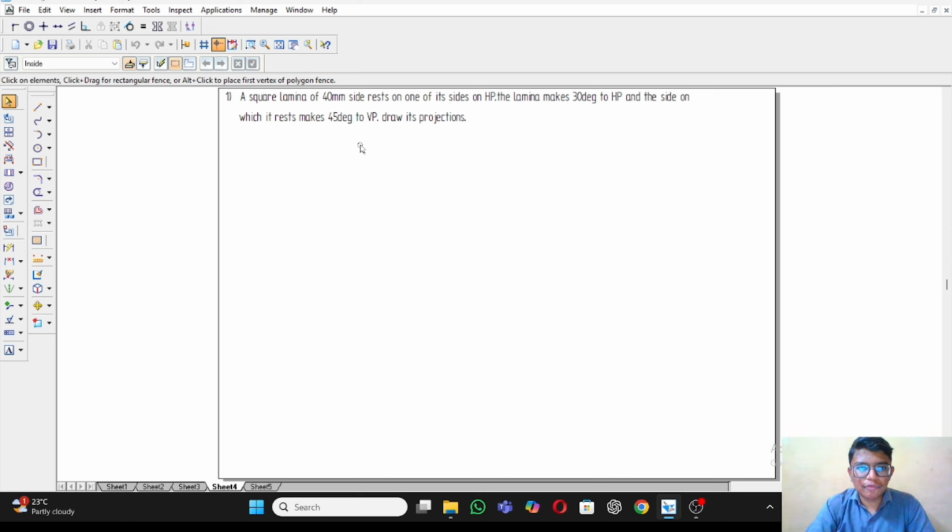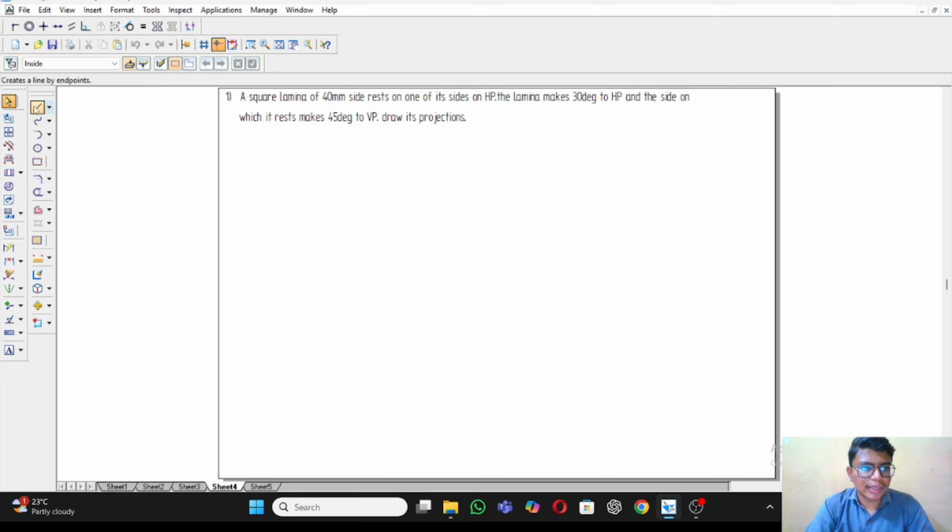A square lamina of 40 mm side rests on one of its sides on HP. The lamina makes 30 degrees to HP, and the side on which it rests makes 45 degrees to VP. Draw its projection. 40 mm is the side's length, the lamina is inclined at 30 degrees, and the side on which it rests makes 45 degrees to VP.